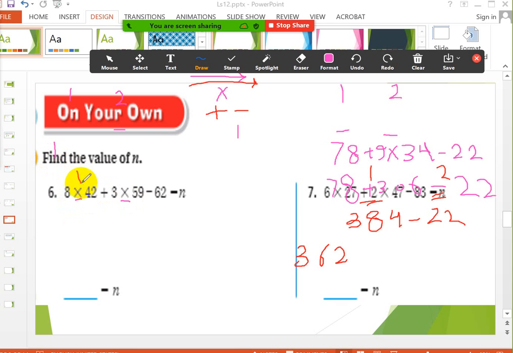That means I will start with this one, then I will do this one. So let's start. I want to multiply 8 with 42. Let's find the answer. 42 multiply 8. 8 multiply 2 equals 16. So I will put 6 here and 1 above the tens. 8 multiply 4 equals 32 plus 1 equals 33.